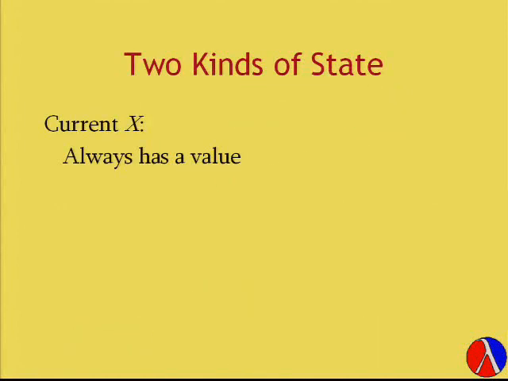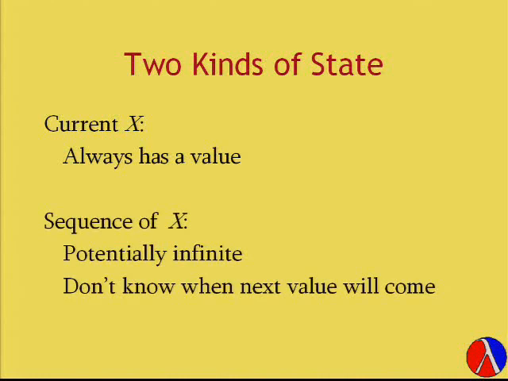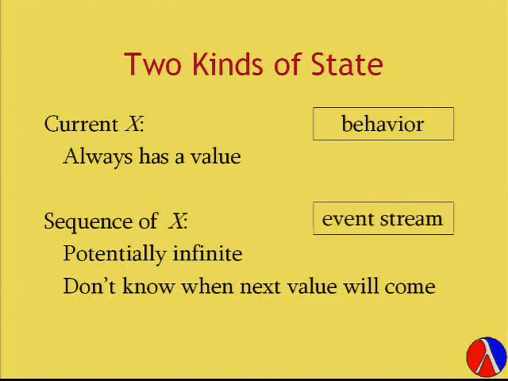Okay? So if you remember the slide I had on state, you'll notice there were actually two kinds of state. There's stuff that I call the current x, whatever x is, and it always has a value. And then there's sequences of x, which is a potentially infinite sequence. There could be an infinite number of mouse clicks, but I don't know when the next one will come. So here I can always look at the value and I get an answer. It just may change after I've looked at it. Here, I can't poll for a value. I have to wait for the value to get pushed to me. So I call the things on the top behaviors, the things at the bottom event streams.